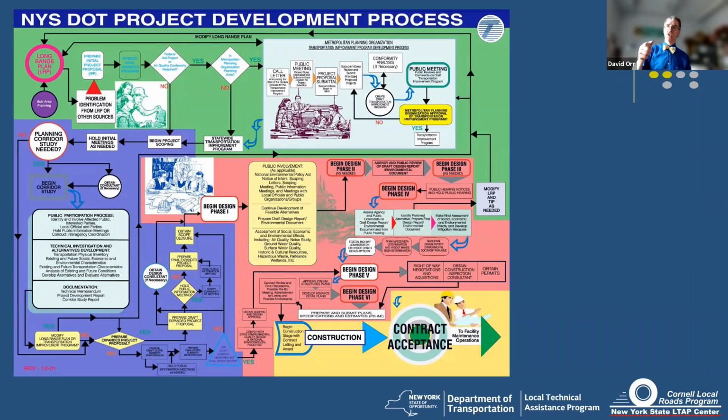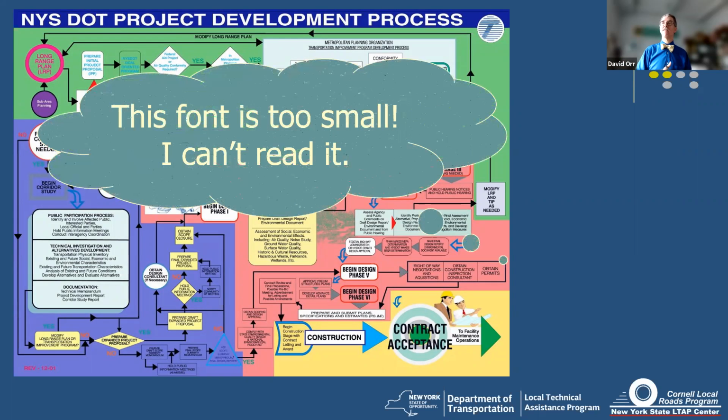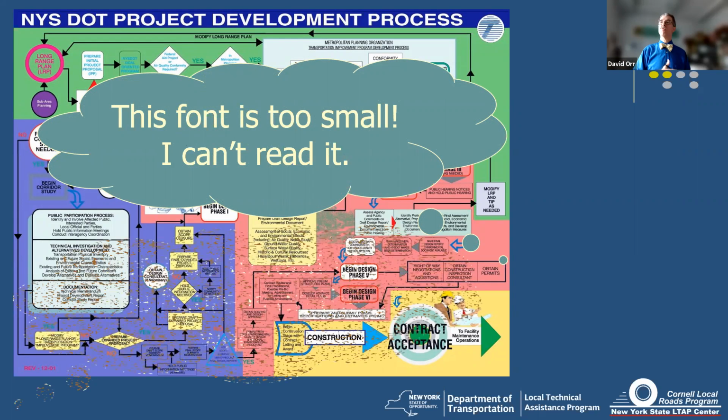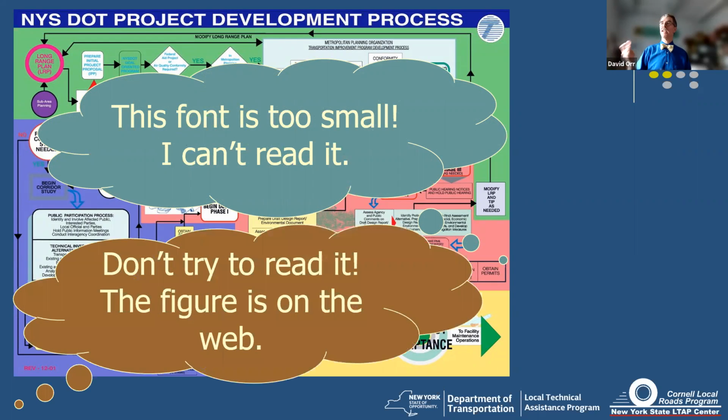Now, again, I told you it's in the handout. There's a chart that New York State DOT put out. They call it their project development process, and it reminded me when I first saw it of the game of life. It's a pretty cool little chart. It's real busy. So I know what you're thinking right now. You're going, hey, the font's too small. I can't read it. Yeah, I know. That's okay. Don't try to read it. The figure is on the web and it's in your handout. So don't try to read it. We'll go through some of the details in an hour.